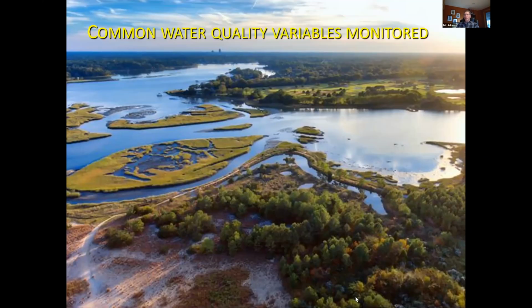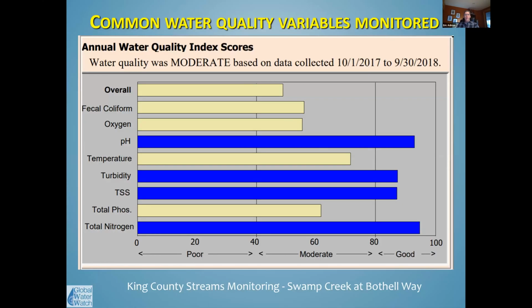So first, let's talk about some common water quality variables that are monitored. These are examples of variables that are monitored by King County that constitute something called the Water Quality Index. And it's a way of assessing the overall water quality by aggregating these variables. So we monitor many, but not all these variables, but these are all variables that are important for water quality.